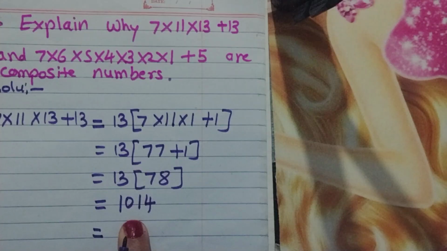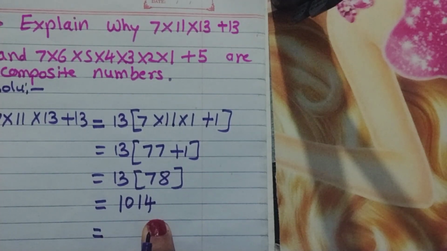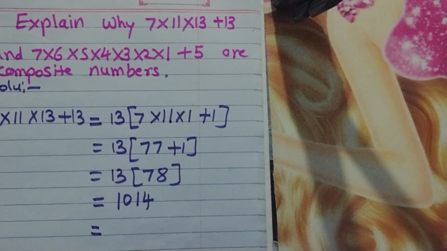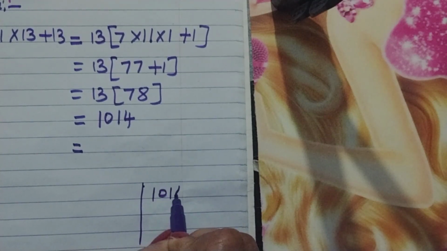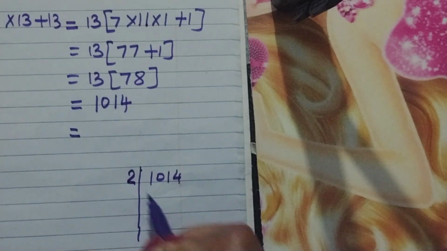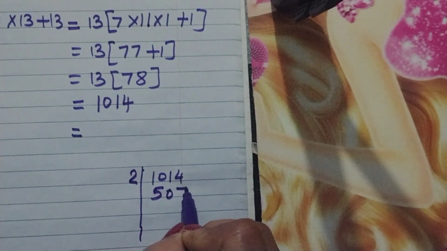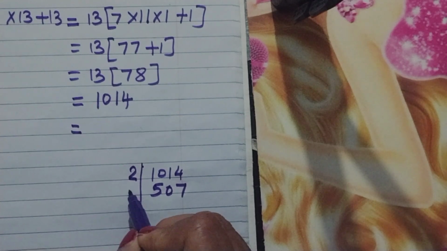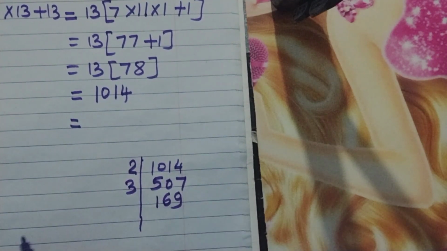Now 1014 can be expressed as a product of its prime factors. To find its prime factors, we use the prime factorization method. So we write 1014 and draw a vertical line. The smallest prime number is 2, and division is possible with 2. 2 fives are 10, 0; 2 sevens are 14. Now the next prime number is 3, and division is possible with 3. So we get 169 as the quotient.